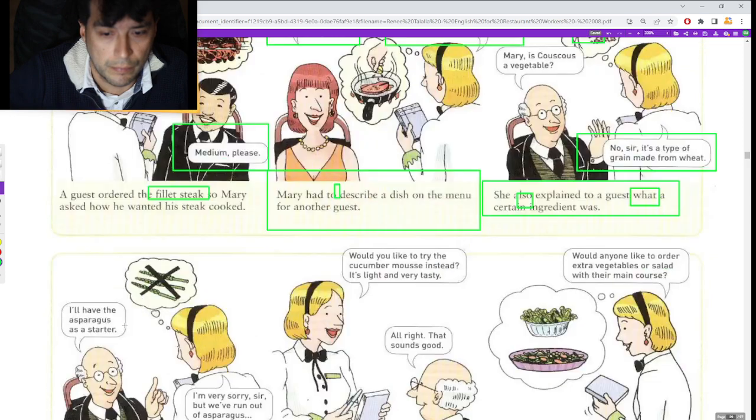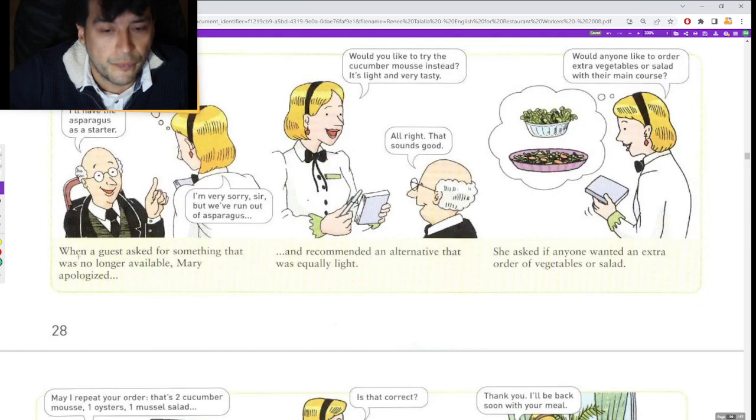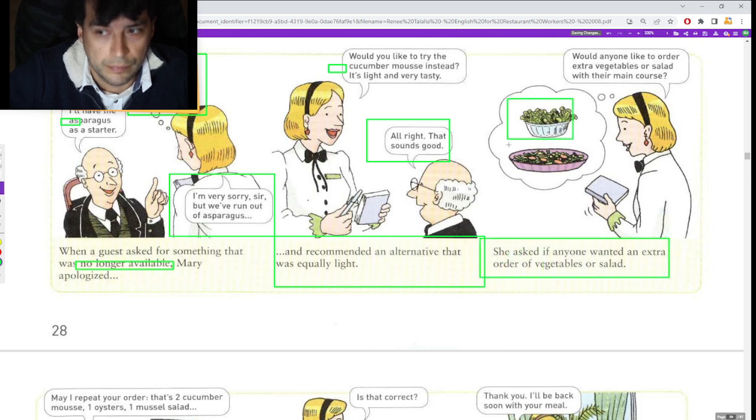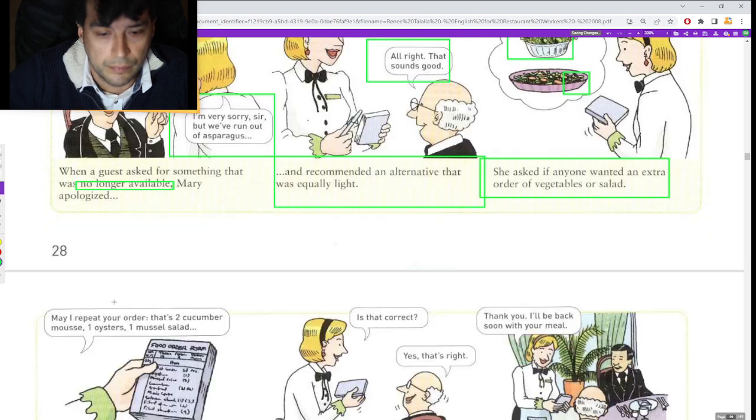When another guest asked for something that was no longer available, Mary apologised and recommended an alternative that was equally light. I'll have the asparagus as a starter. I'm very sorry, sir, but we've run out of asparagus. Would you like to try the cucumber mousse instead? It's light and very tasty. All right, that sounds good. She asked if anyone wanted an extra order of vegetables or salad. Would anyone like to order extra vegetables or salad with their main course?